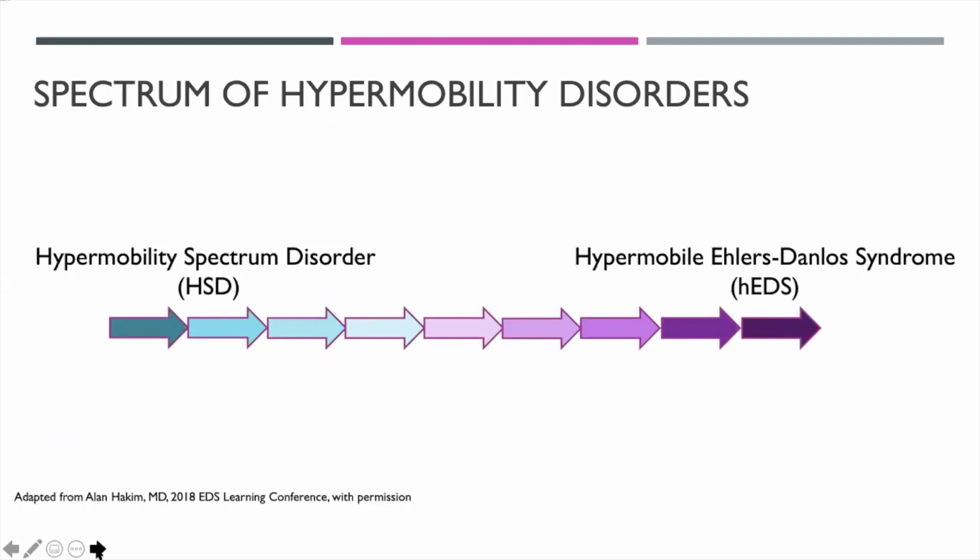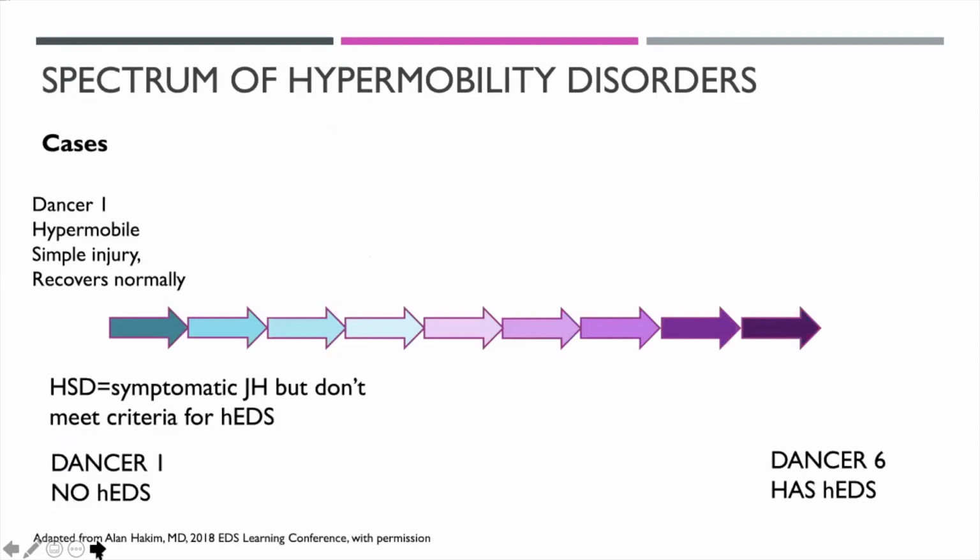And if we think of hypermobility disorders occurring along a spectrum, with along the far left being hypermobility spectrum disorder, and on the far right being hypermobile Ehlers-Danlos syndrome, this is a conceptual way that we can look at these complex conditions. So if we start placing a few dancers along this continuum, and we think about where might they fall in terms of, are they in this bottom left area where they have symptomatic joint hypermobility but don't meet the new stricter criteria for hypermobile EDS? Therefore, they would fall under the diagnosis of hypermobility spectrum disorder. So that would be on this far left side.